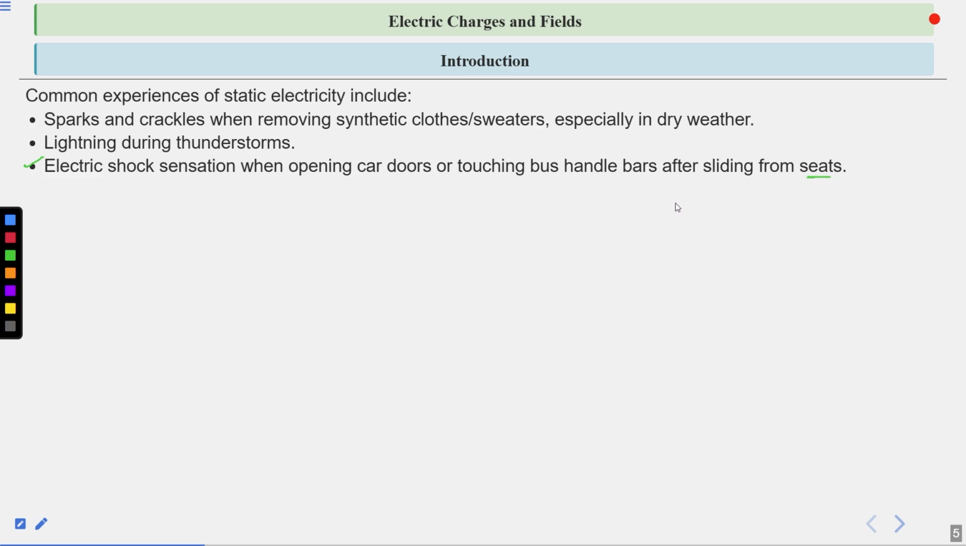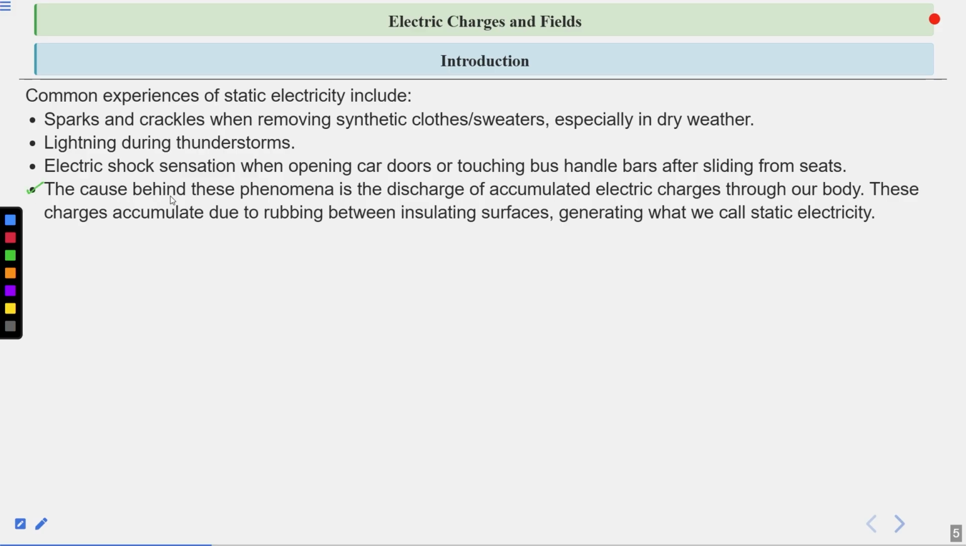When you slide from the seat, you acquire negative charge, and when opening car doors or touching the bus handle, you feel a shock. The cause behind these phenomena is the discharge of accumulated electric charges through our body. These charges accumulate due to rubbing between insulating surfaces, generating what we call static electricity. I hope this is clear.